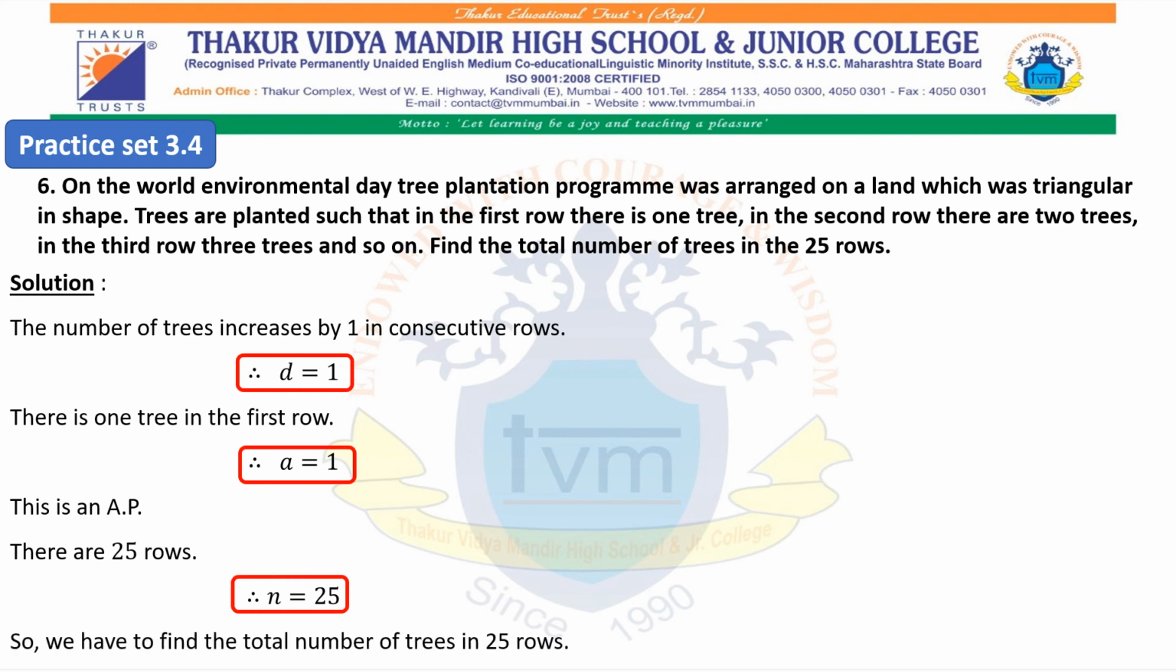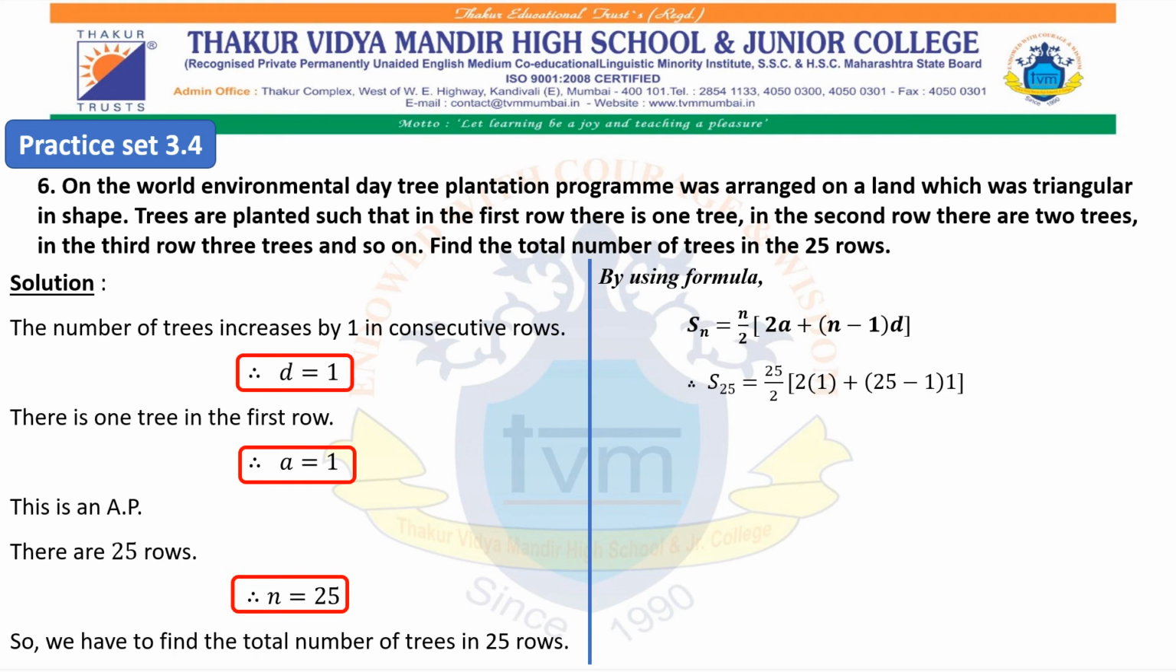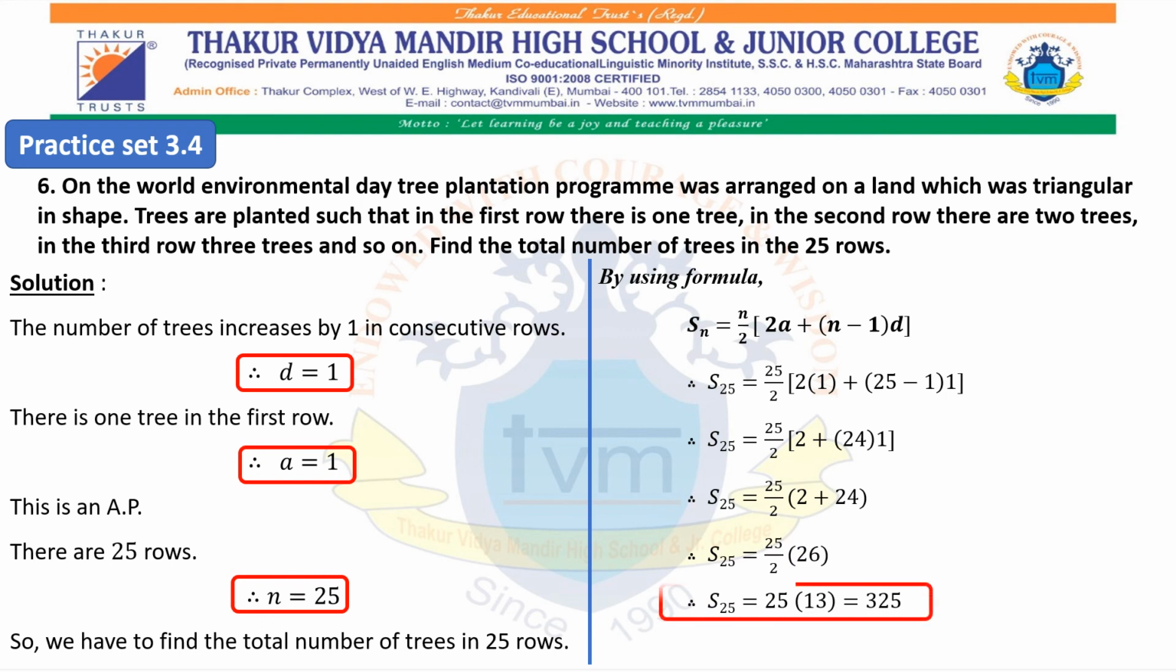Now they had asked us to find the total number of trees in 25 rows. For finding out the total number of trees, we will use the Sn formula. Sn equals n upon 2 into 2a plus n minus 1 into d. After substituting the values, we will get S25 equals 25 upon 2 into 2 into 1 plus 25 minus 1 into 1. And after solving, we will get the value of S25 as 325. Means the total number of trees planted there is 325.